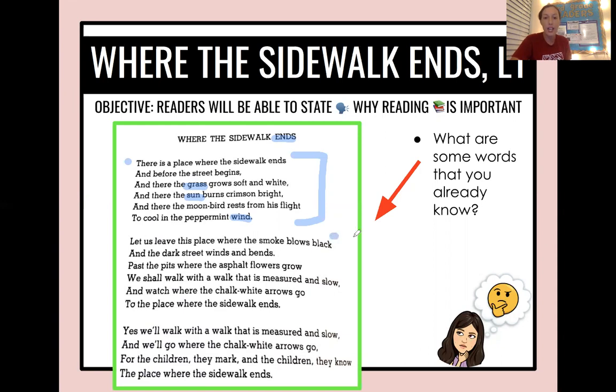Now I'm going to look down here at the next stanza. Remember, we said that a stanza is a group of lines in a poem. The word let, we know that first word. Here's the word ends again. I know the word go. I see this word walk over and over. I know the word walk. And we know the word street.